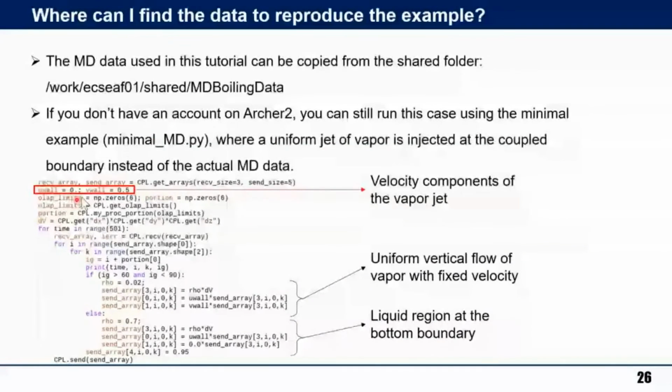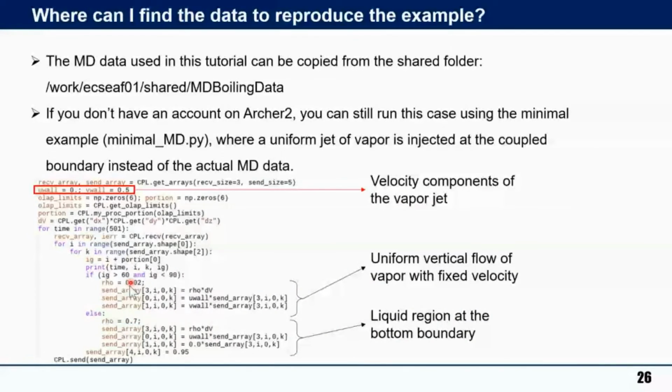So you define the velocity component of the vapor jet here. These are only a vertical component. And within this for loop, you set the cells between 60 and 90. We have about 160 cells at the bottom, so here we are basically in the middle of the domain. We set the density of vapor, and also we apply a vertical velocity to bring some vapor into the CFD domain. Outside this band, we only have liquid.